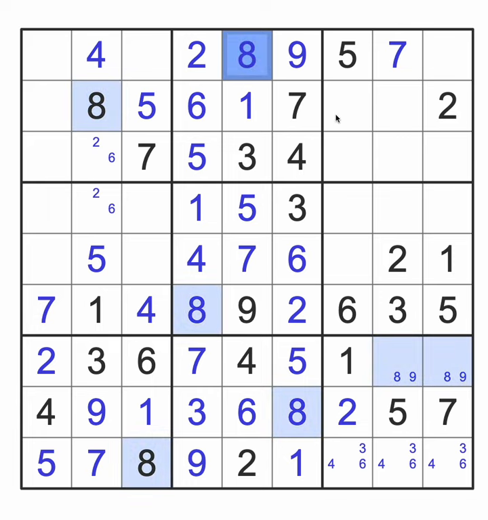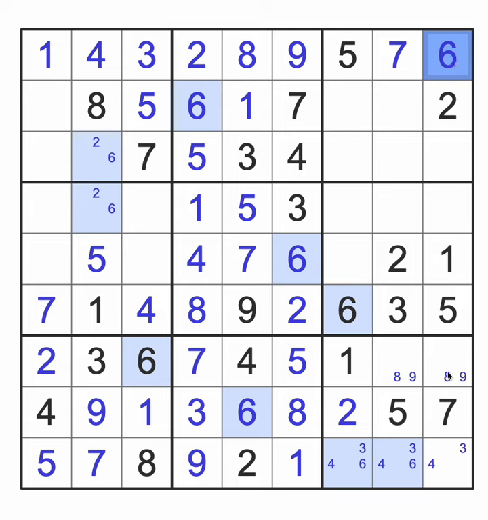3 4 9, 3 8 9, 1 3 6. Okay, I can use that. 1 and 1 here block these 2 cells of row 1. Gives me 1 here. And these are now 3 and 6. 6 here makes this cell 3. That gives me 6.